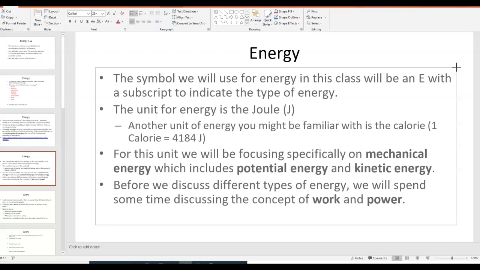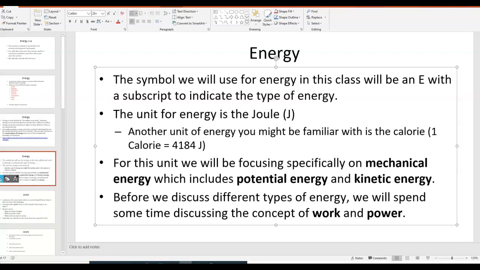The symbol for energy that we will use is going to be a capital E, not to be confused with a lowercase e, of course. Now, we're going to use subscripts to denote different types of energy. We did this in the first semester with forces. What I mean by subscripts to indicate the type of energy is, for example, for mechanical energy, we write E mech. Or for kinetic energy, we might write EK. Or for thermal energy, we might write E thermal.